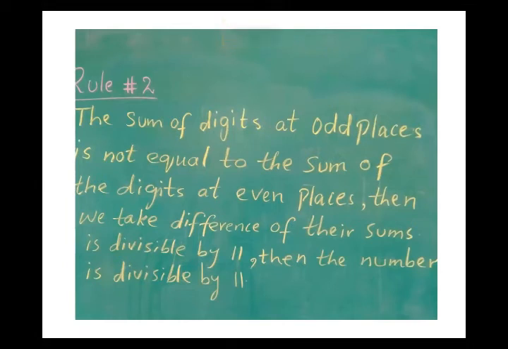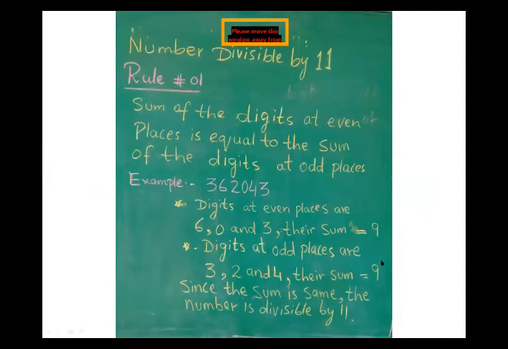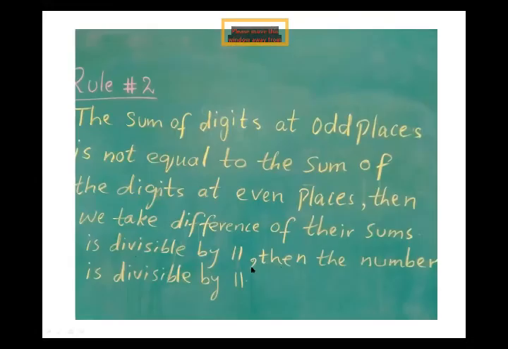To check the divisibility of 11, we have two rules. Rule number one: if the sum of the digits at odd places is equal to the sum of the digits at even places, then the number is divisible by 11. If this rule is not applicable, that means the even places sum is not equal to the odd places sum, then we find the difference between their sums.